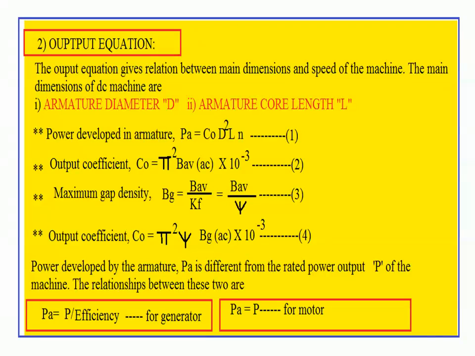Hence, in a given problem, if Bavg is given, you can use equation 2. If Bg is given, you can use equation 4 to calculate the output coefficient. That is one important factor. Another important factor: the power developed by the armature, PA, is different from the rated power output. Hence, check whether the given DC machine is a motor or a generator. If it is a generator, then PA equals P divided by efficiency. If the given machine is a motor, then PA equals P.